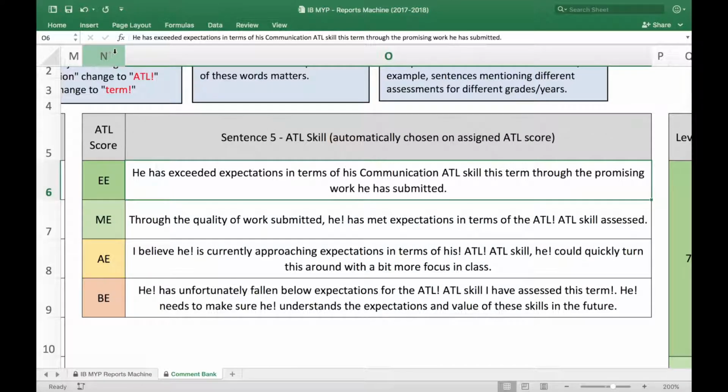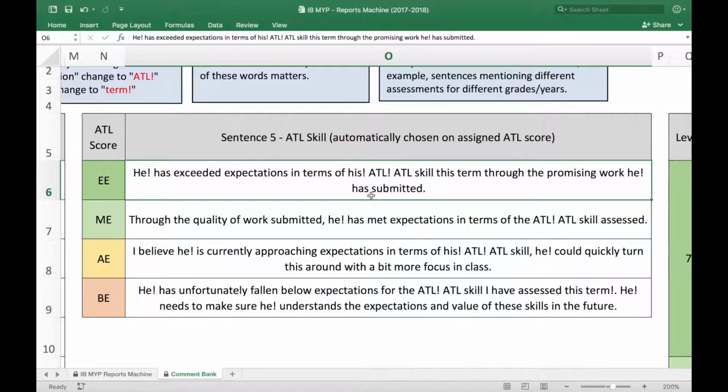What I need to do here, for any gender specific word, is add an exclamation point. So that's "his!", "he! has exceeded expectations in terms of his! communication skill through promising work he! has submitted." The only other thing I need to change is the fact that I want to be able to switch these ATL skills in the future. So I'm just going to type, instead of communication there, "ATL!".